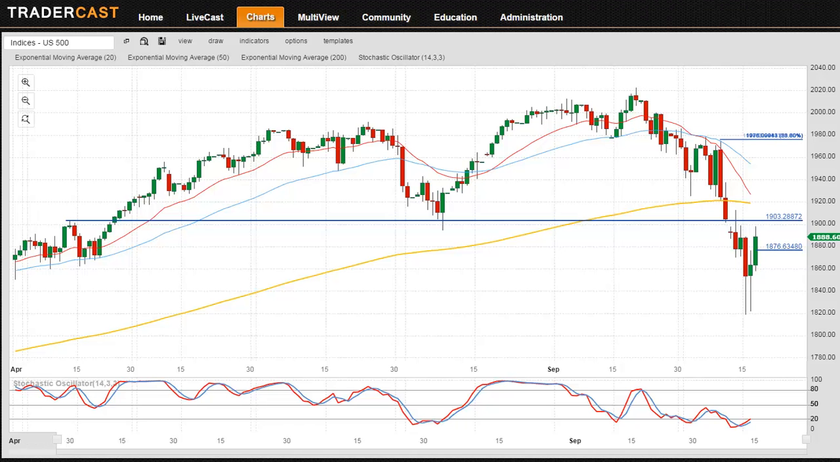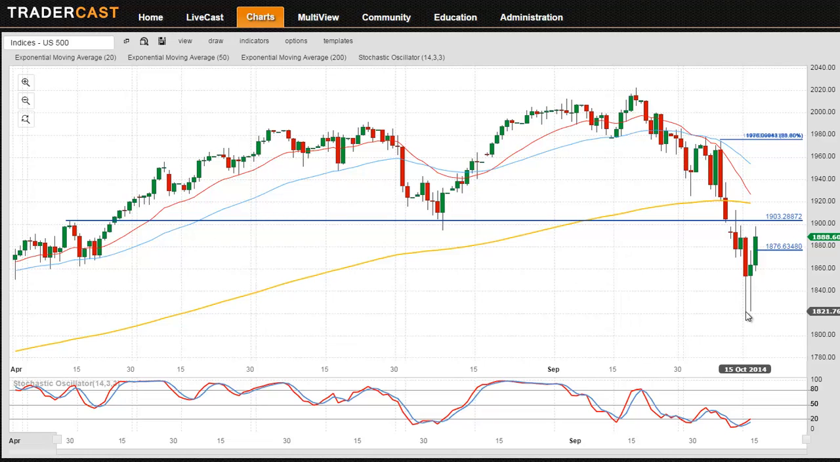We are looking at the daily chart of S&P 500 cash price, and we can see that after the initial pullback and almost a double bottom here, retesting this 1818, which was very close to our 1814 level that we were looking at last week, the price actually bounced back off that and created an oversold bounce back.